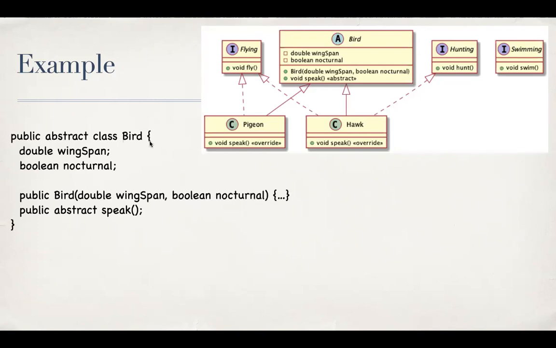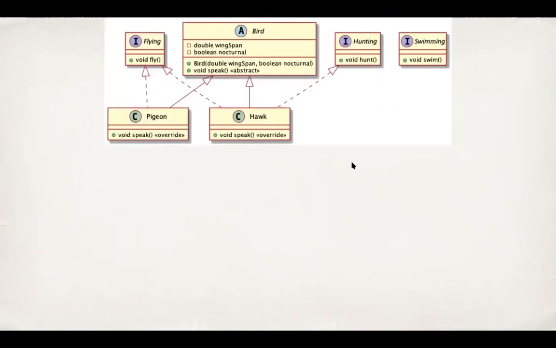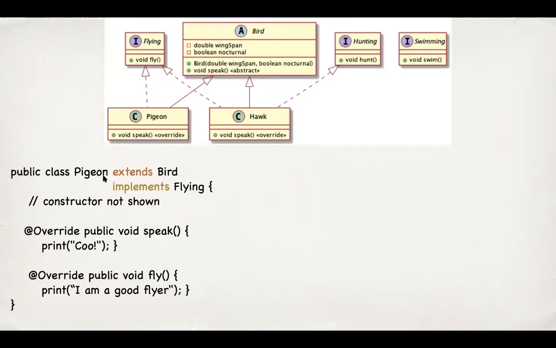So here is the abstract class Bird. Nothing quite special over here. And these are the different interfaces. So this is how you use the keyword interface. All right, now let's see. The Pigeon class extends Bird and implements Flying. That is the only interface it's going to implement. Constructors and other fields are not shown, but we see it speaks coo by overriding, and it implements the fly method by saying, I'm a good flyer.